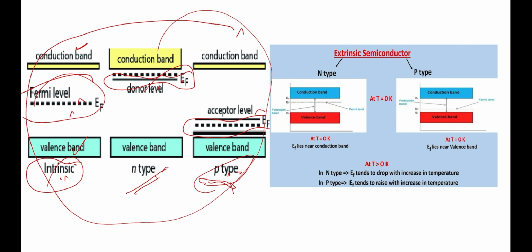If the temperature is above 0 Kelvin, in the case of an N-type semiconductor, the Fermi level will drop with the increase of temperature. That is, the Fermi level will move downwards. In the case of P-type semiconductor, with the increase in temperature, this Fermi level will move upwards. So, this is the trend with the increase in temperature.